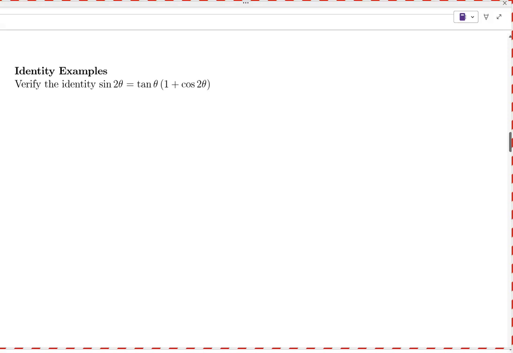Which side do you want to work on? I'd probably work on the right side. There's more stuff going on, right?